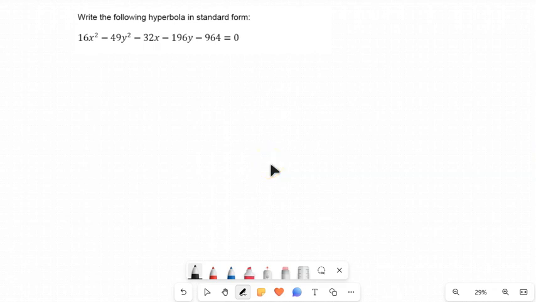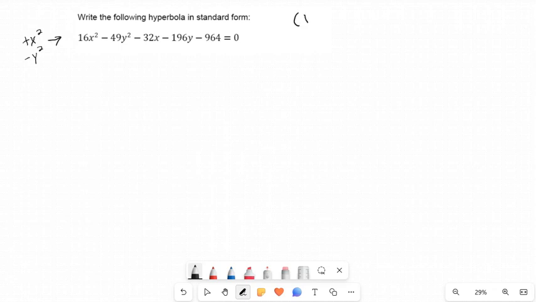Write the following hyperbola in standard form. So you should have the formulas on the final. The standard form, I need to recognize first we have a positive x squared and a negative y squared term. That's what hyperbolas have, either a positive x squared negative y squared or a positive y squared negative x squared. So that makes this a hyperbola.